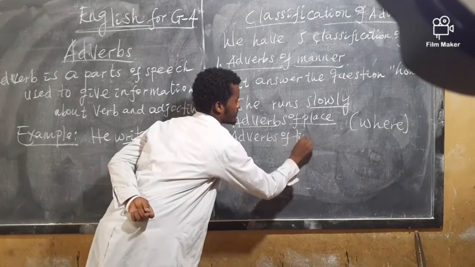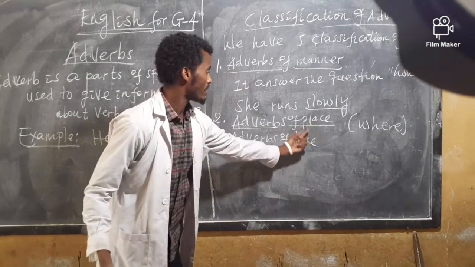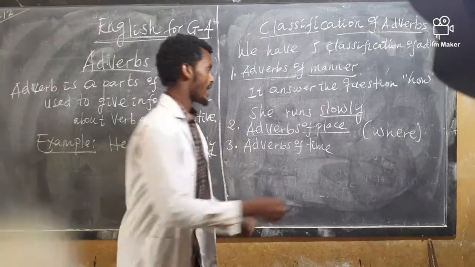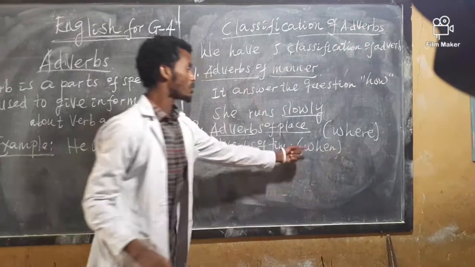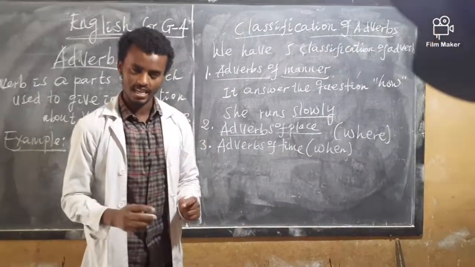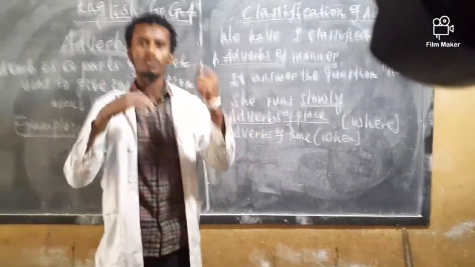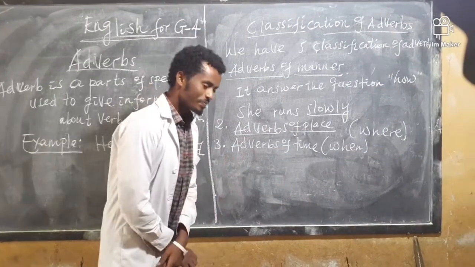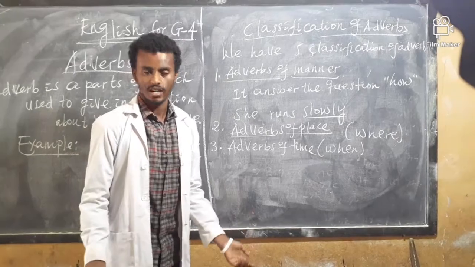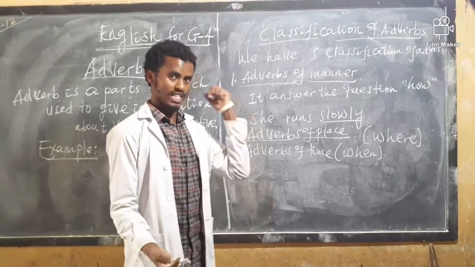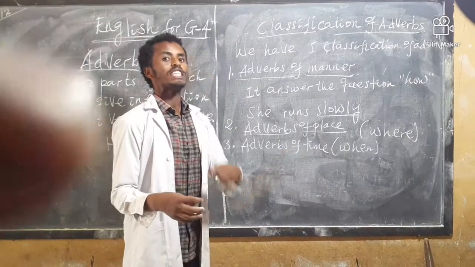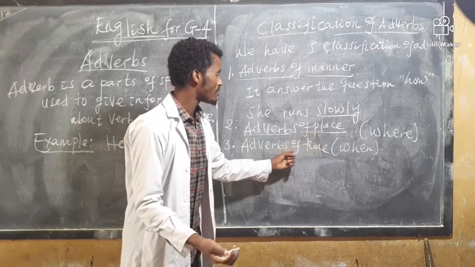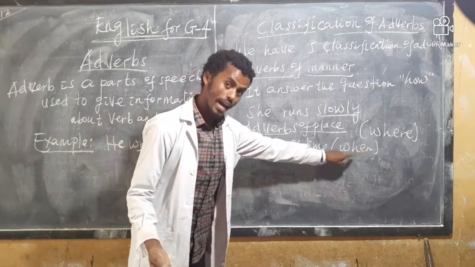Adverbs of time, as the name indicates, answer the question when. This means it shows when some action is done, whether yesterday, today, or something going to happen. This is what we call adverbs of time. For example, he came yesterday, or she came yesterday. When? Yesterday. Or she will come tomorrow. The time is tomorrow. This is adverbs of time. They answer the question when. Okay.